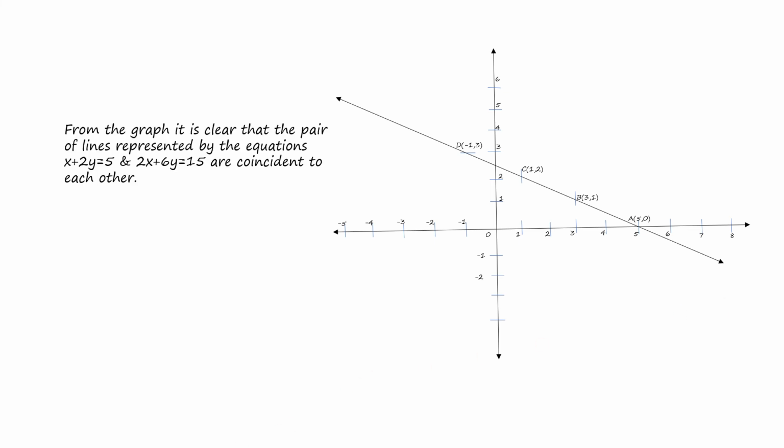From the graph it is clear that the pair of lines represented by the equations x plus 2y equals 5 and 3x plus 6y equals 15 are coincident to each other. Therefore, the pair of equations has infinitely many solutions. Hence proved.